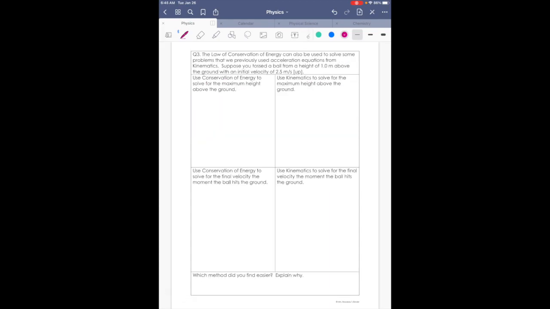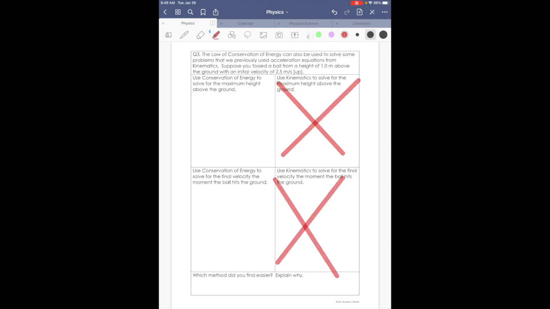For question number 3, you only have to do the boxes that are on the left. You do not have to do the ones utilizing the kinematic equations. It's just to show you how they're related and you will get the same answer, but I just want you to focus on utilizing the equations that we have for the conservation of energy.